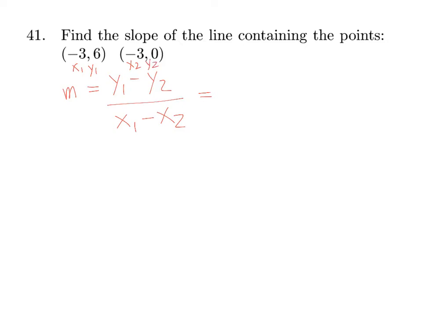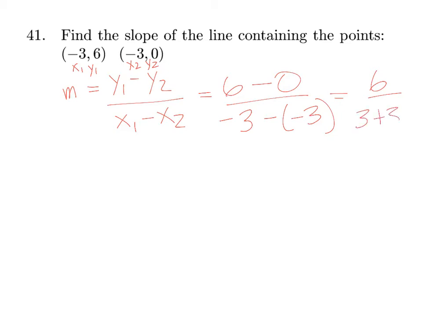All right, so we have 6 minus 0. Just be careful plugging in your values. Negative 3 minus negative 3. So I have 6 minus 0 is 6. I have 3 plus 3. So I get 6 over 6, which is 1. My slope is 1.